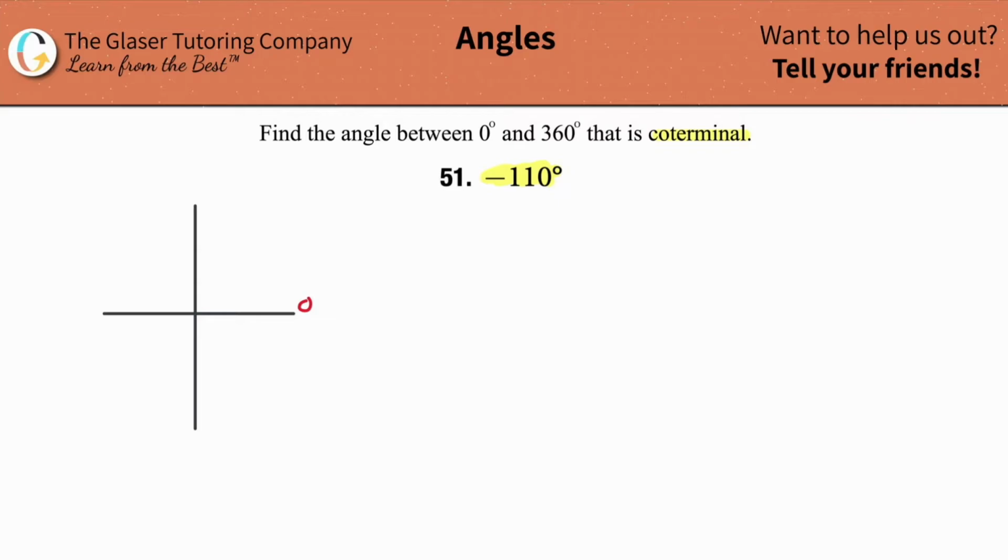We always start at 0 on the right, and now we're going to go around, and it's negative because we're going clockwise. Every time you go to a new quadrant, it's always 90 degrees. So that's why we have the layout as we do.